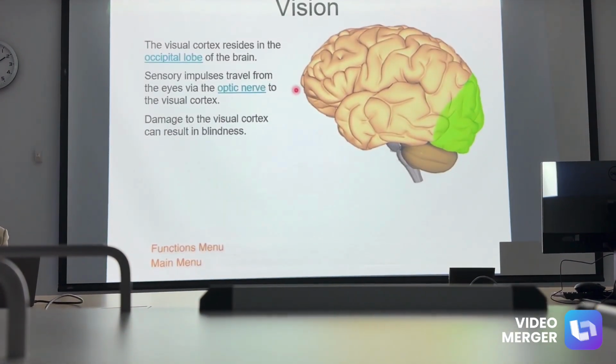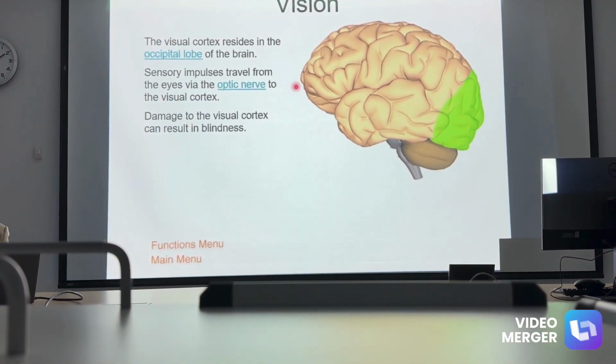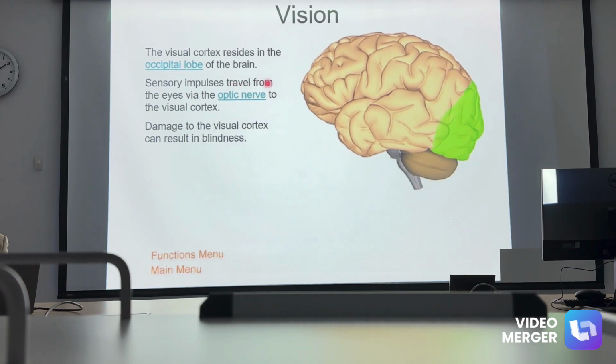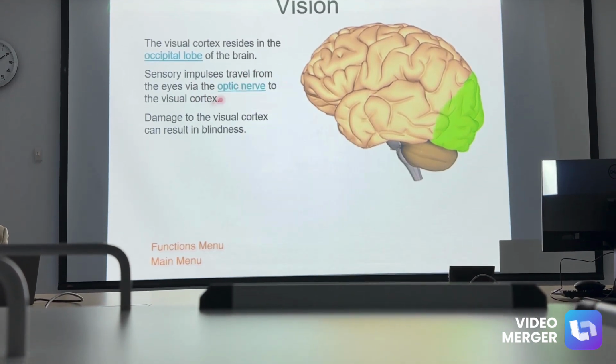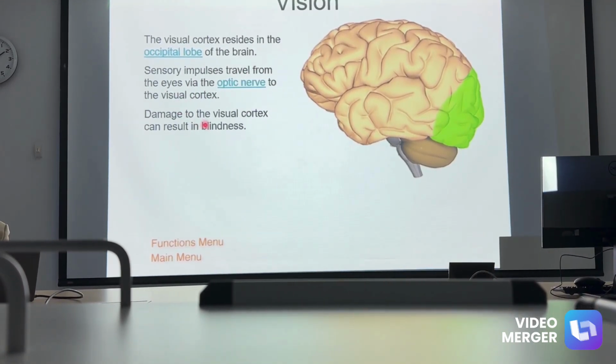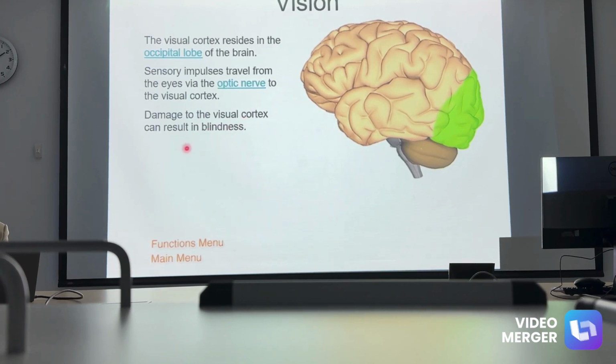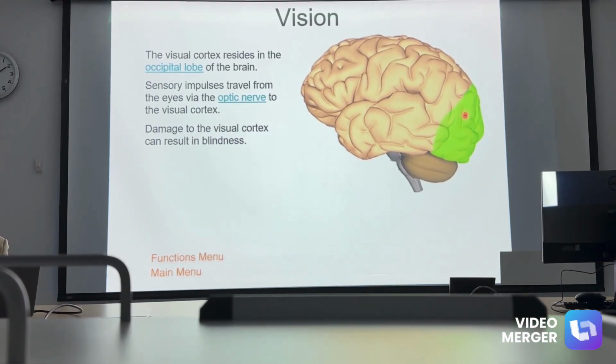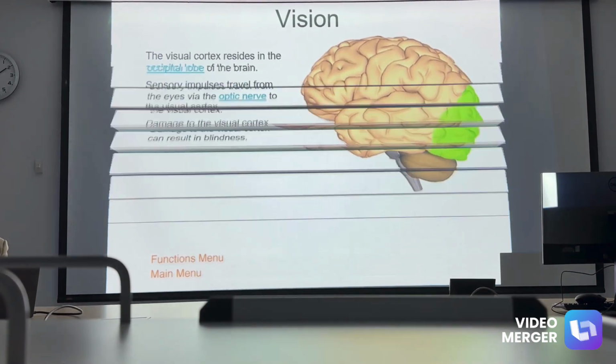Start with vision. The visual cortex resides in the occipital lobe. Sensory impulses travel from the eye via the optic nerve to the visual cortex. Of course, damage to the visual cortex results in blindness. This is the area responsible for the visual control.